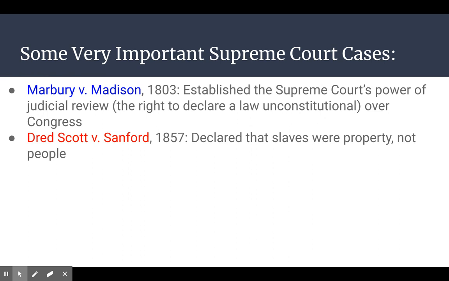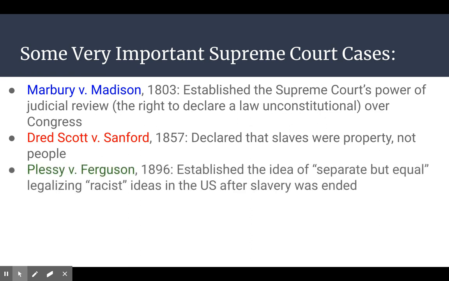And thus it kind of solidified this divide between the North and South about slavery, and really it was one of the ugliest chapters in the history of the Supreme Court, where it declared that slaves were property and not people. And so that's an ugly piece of legislation that happened, and that's why we had a civil war, right? Obviously.